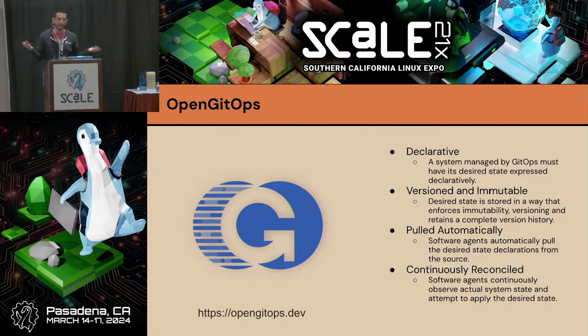It's pulled automatically. I personally don't like the wording on this, but in open source you get outvoted. It says pulled, but it has nothing to do with the push or pull model. What it means is that software agents automatically pull the desired state declarations from the source. The meaning behind this is webhooks, right?